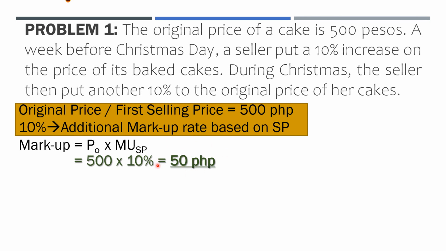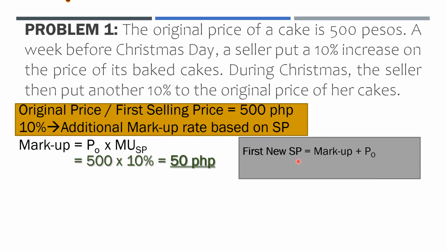So, ito yung idinagdag niya. Ito yung una niyang idinagdag sa presyo. So, nagdagdag siya ng 50 pesos sa kanyang selling price na 500. So, ang magiging new, or the first new selling price is equal to markup, which is 50, plus the original price, which is 500. It will become 550 pesos. Ito na yung first new selling price.